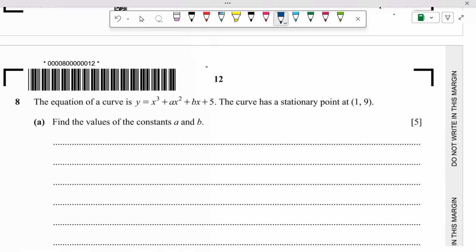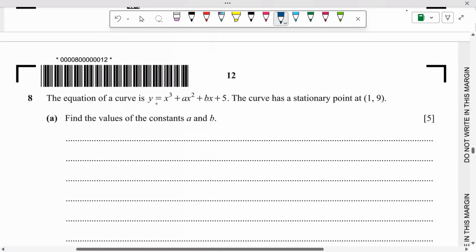Okay, we are going to start question number 8. The equation of the curve is y equals x cubed plus ax squared plus bx plus 5. The curve has a stationary point at (1, 9). Find the values of the constants a and b.